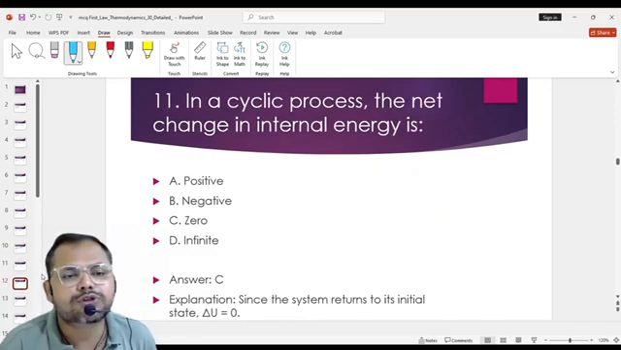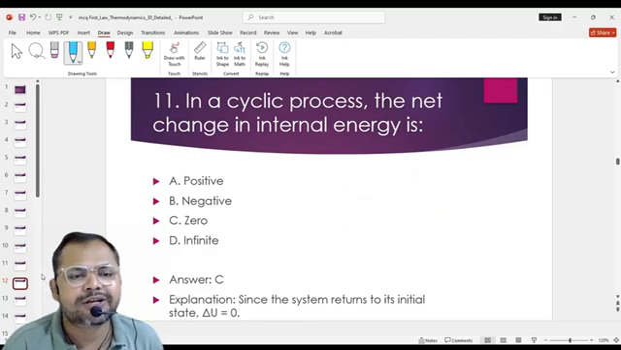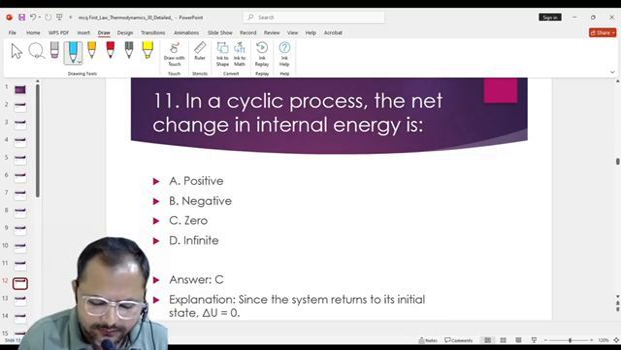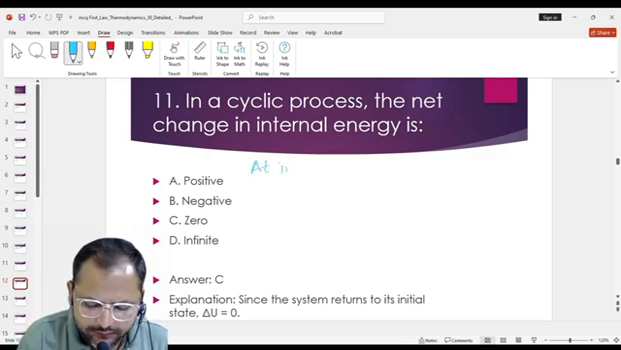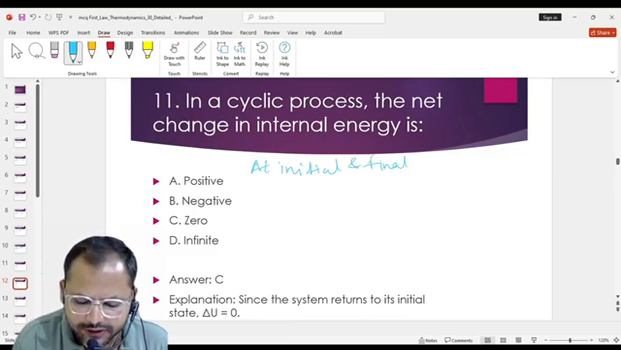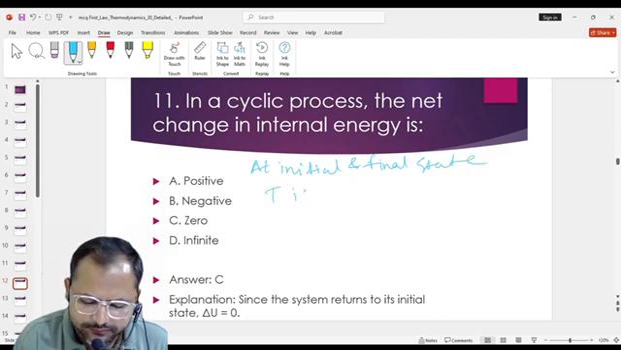In a cyclic process, the net change in internal energy is... In case of a cyclic process, at the initial and final state, the temperature is the same.